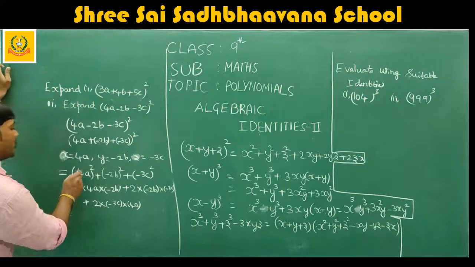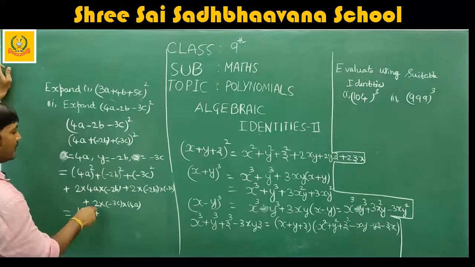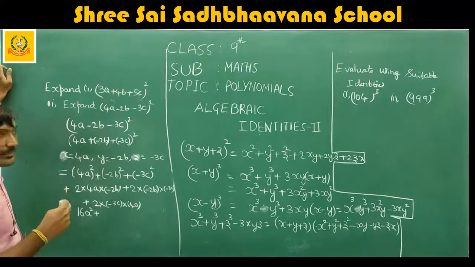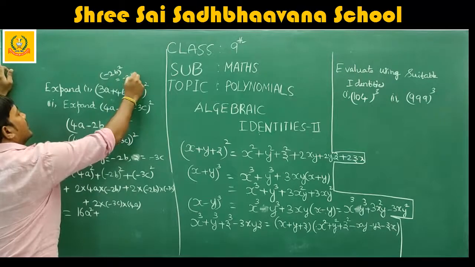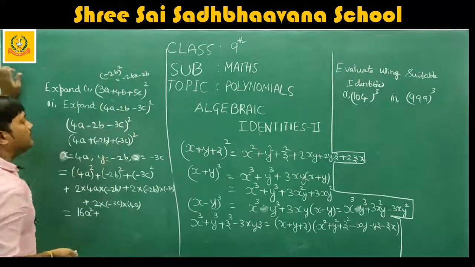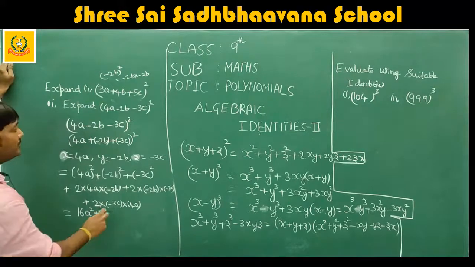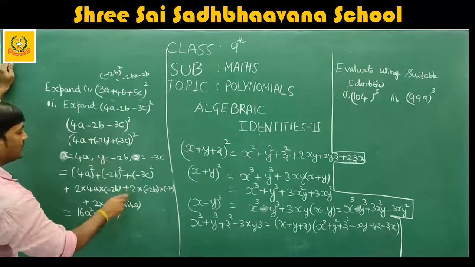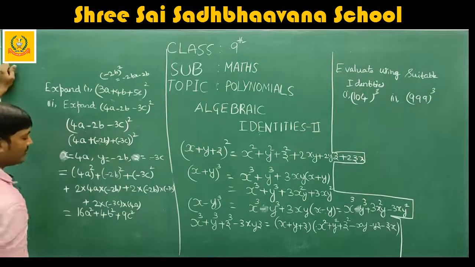So now 4a whole square, which is 16a square, plus minus 2b whole square. It means, what is that? Minus 2b whole square is nothing but, you can write like this, minus 2b into minus 2b. Minus 2 into minus 2 is plus 4, correct? And b into b, b square. Plus minus 3 whole square, same way, you will get 9c square.